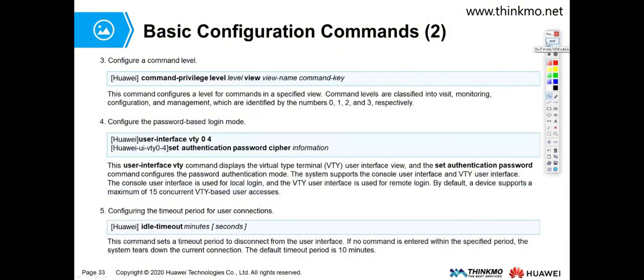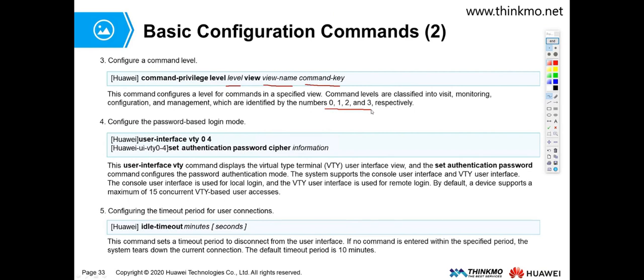If in the future we want to set the configuration level of a command within a specified view, we can define what the view is, what the level is, and what the command you want to change is. Here, we can set it. For example, the command level can be set to access level, monitoring level, configuration level, or management level, represented by the numbers 0, 1, 2, and 3 respectively.